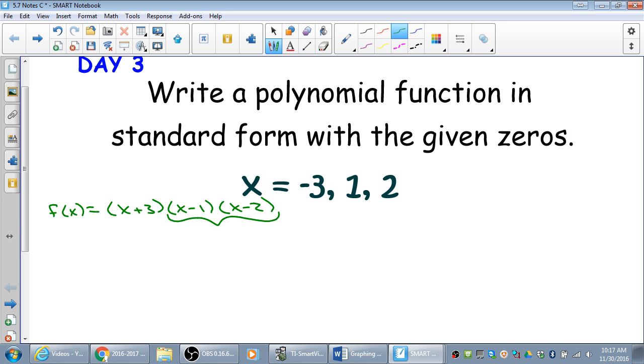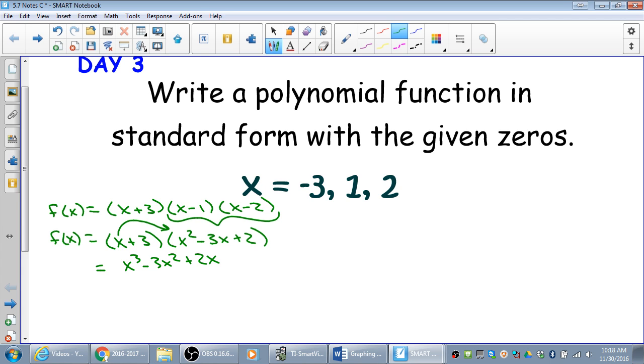Let's FOIL 2 of them. You can pick any 2 you want. Let's bring the x plus 3 down with it. And when we FOIL, we get x squared minus 3x plus 2, because you have minus 2x, minus 1x, that's minus 3x. Now we have to distribute the x through, which will be x to the third minus 3x squared plus 2x.